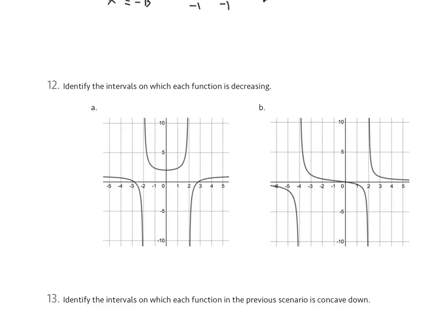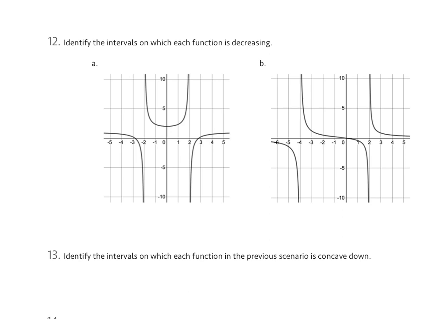Number 12, identify the intervals on which each function is decreasing. I'm going to highlight those in red. This is decreasing, this is decreasing, and then the other parts are increasing. Right here, you're increasing, right here, you're increasing. So I just need to write those in interval notation. The first interval is negative infinity to negative 2, and then there's a vertical asymptote. So we have to remove negative 2 from that interval, and then pick up at negative 2, comma, 0, stopping at 0, because at 0, the function is neither increasing nor decreasing.